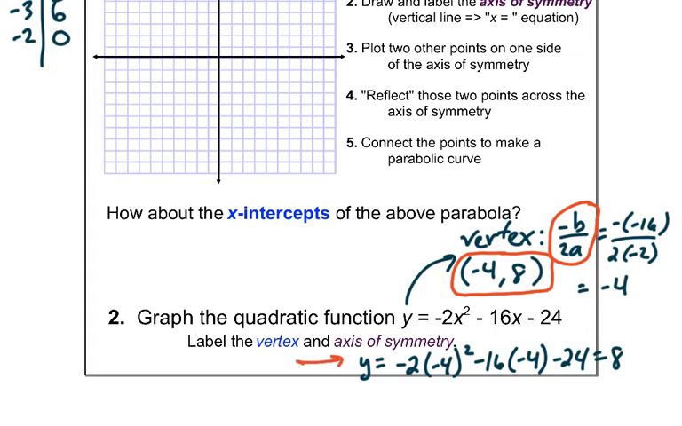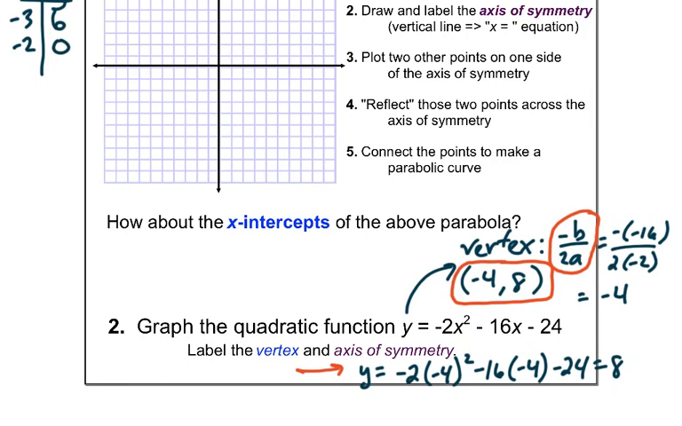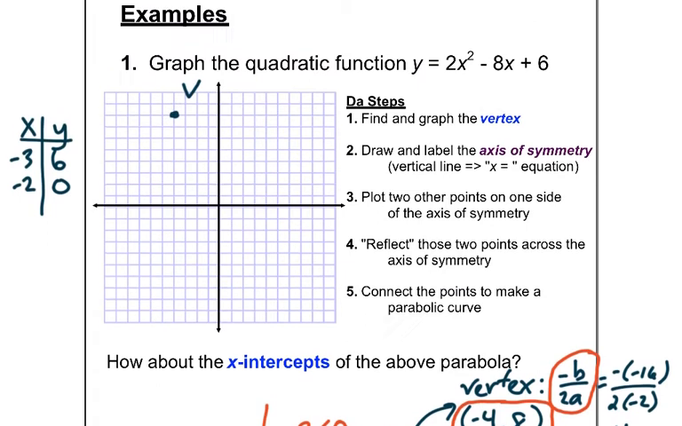So negative 4, 8, I'm going to put up on my clean graph up here, and I label it with a V. And I'm just checking to see. That's pretty high up there, but I'm okay because you see how the a value here is negative, so I know it's going to open down. It's going to be a downward parabola, so that makes sense. Okay, sounds good. So now we're going to check and see.